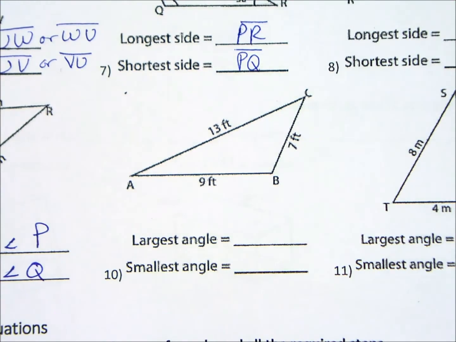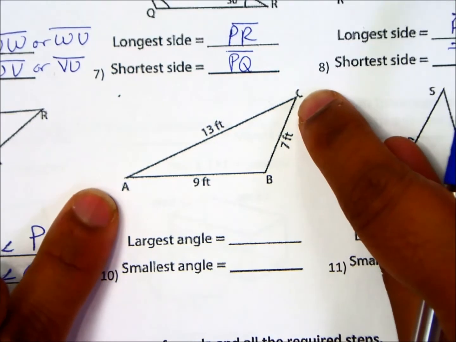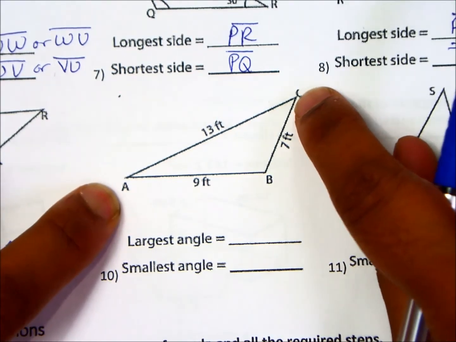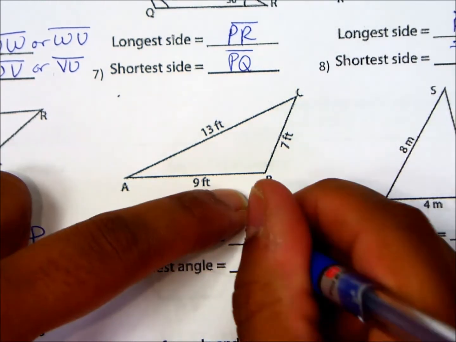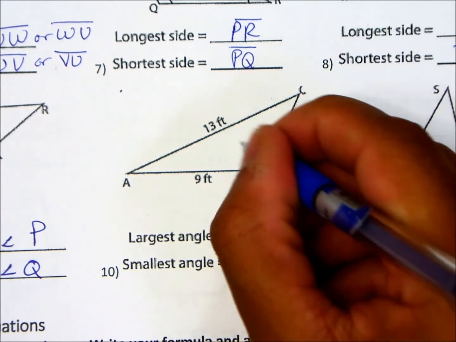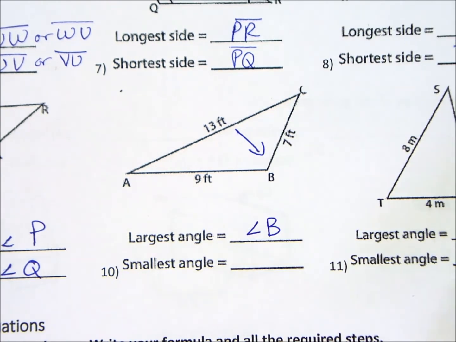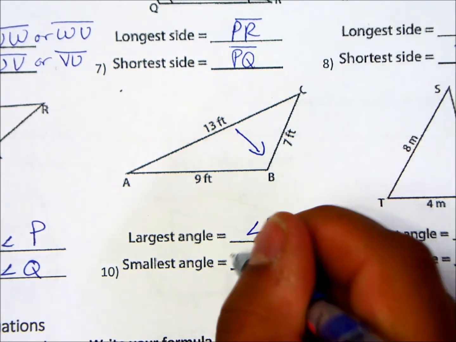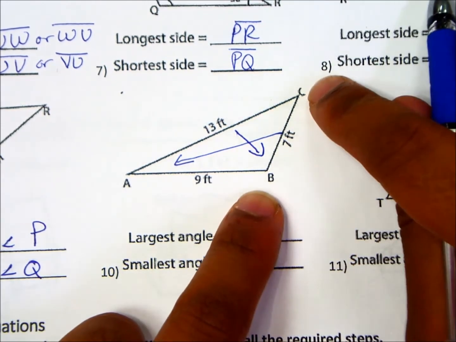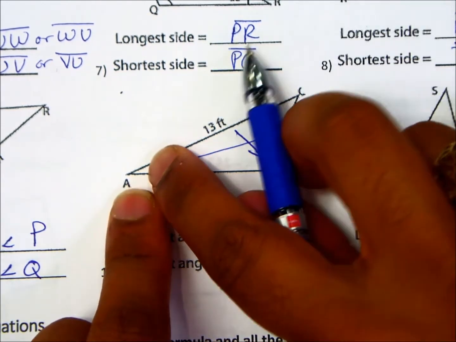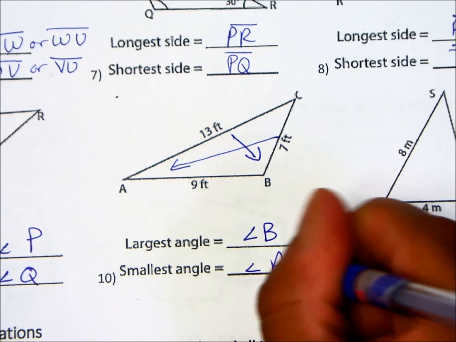Next. Again, your largest angle is opposite your longest side. So my longest side is AC. Look where your two fingers meet. They meet at angle B. Angle B is the biggest angle, right across from it. My smallest angle is opposite the smallest side. Again, put your fingers at the end of the sides. Find out where they meet. They meet at angle A.